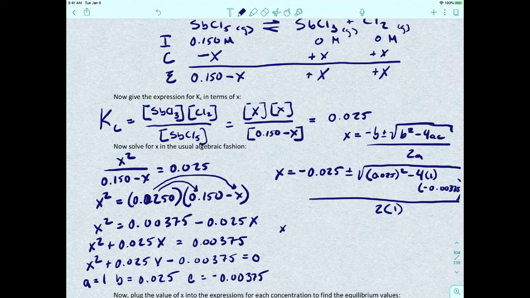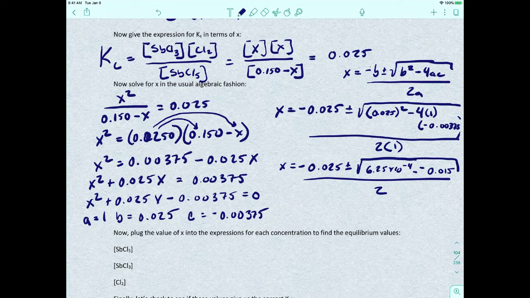All right, so let me get my calculator out. What I want to do is figure out what is that number inside the radical, inside that square root. If we take 0.025 and square it, which is 6.25 times 10 to the minus 4th, and multiply 4 times 1 times negative 0.00375, I get negative 0.015. Let me write what we got: negative 0.025 plus or minus the square root of 6.25 times 10 to the minus 4th, and then minus a negative 0.015, divided by 2.